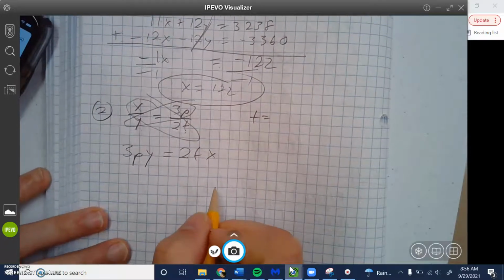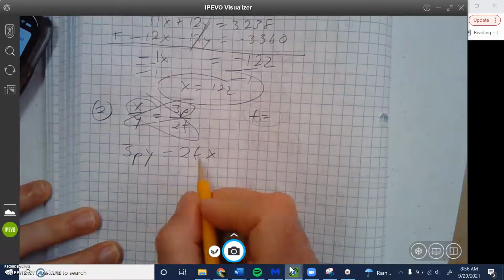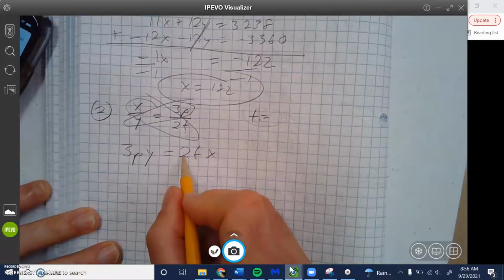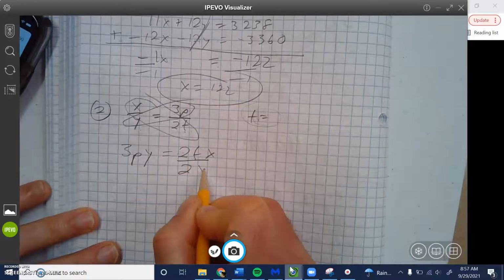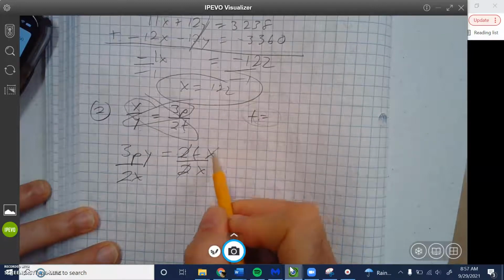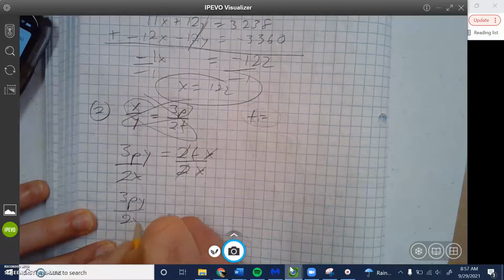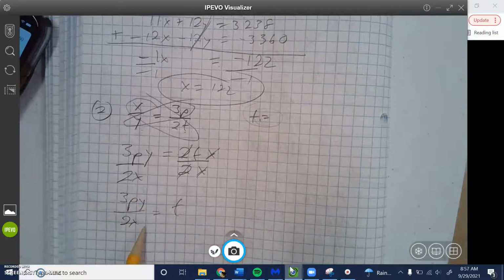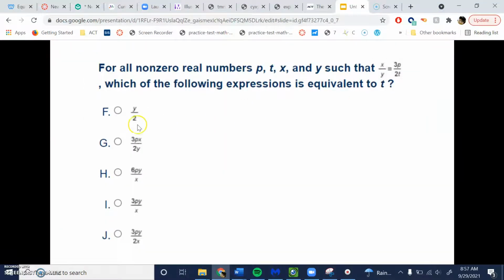Got it. So what am I solving for? T equals question mark. So I'm solving for T. This is multiplying by 2 and multiplying by X, so the opposite is dividing by 2 and X. Because 2 divided by 2 is 1, and X divided by X is 1, and then T is by itself. So 3PY over 2X equals T. So 3PY over 2X is J. There you go. J. Got it.